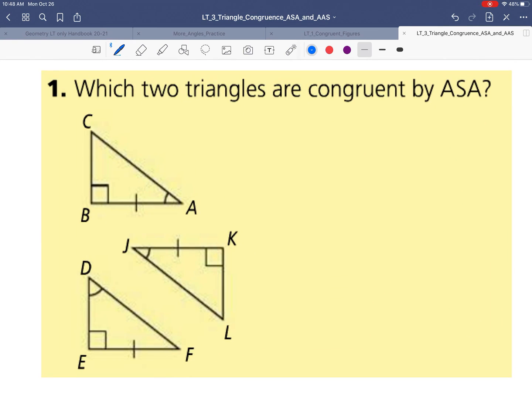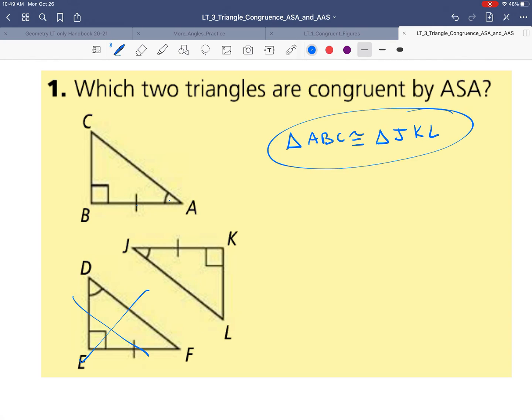Which two triangles are congruent by angle, side, angle? Well, this first one I've got angle, side, angle, angle, side, angle. In the last triangle, the bottom one, I've got angle, angle, side. So that can't be. So it's going to be triangle ABC is congruent to triangle. I started with A, so I need to start with J. And then B corresponds with K, and then L. That's my congruent statement.